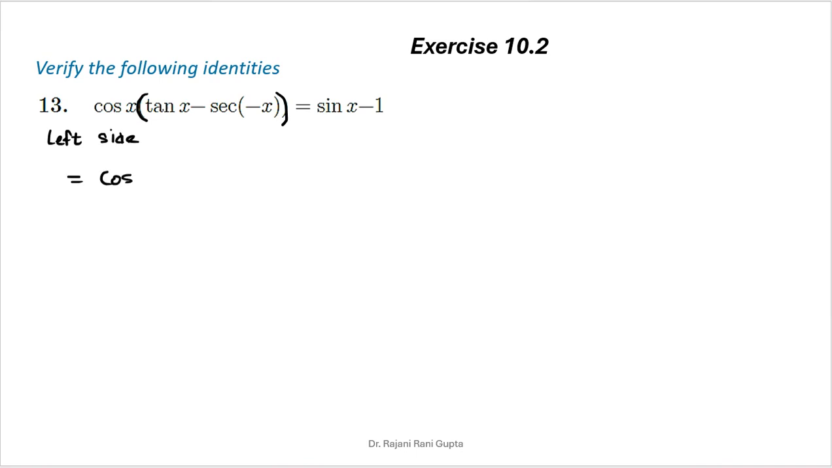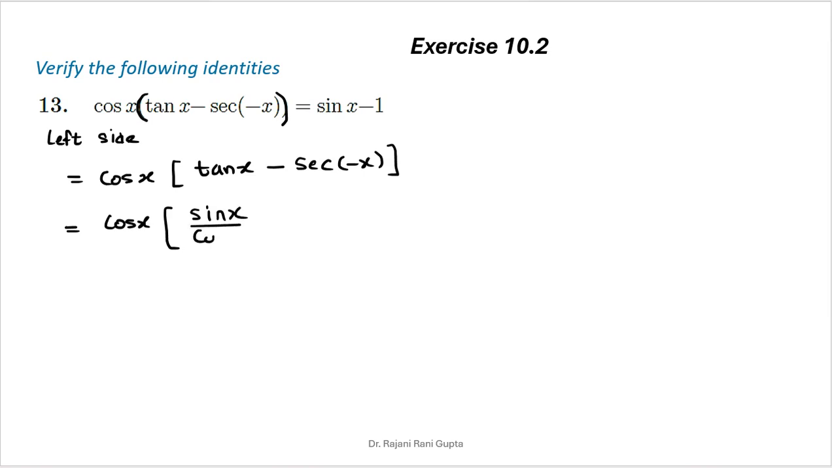So this is cos x times (tan x minus sec(−x)). First use the negative identity. For tan, you know that tan x is sin x over cos x, minus secant of minus x. You know that secant of minus x is secant x, because secant absorbs the negative sign.